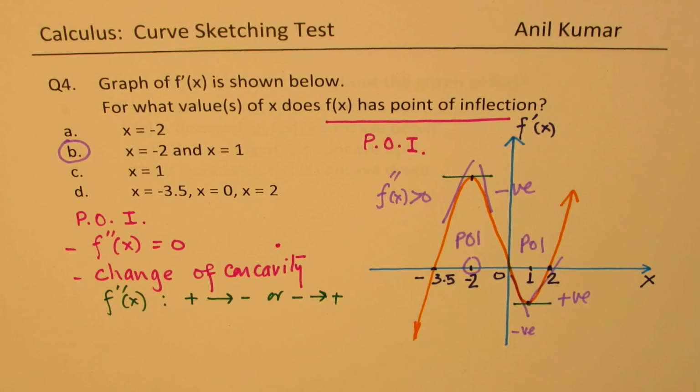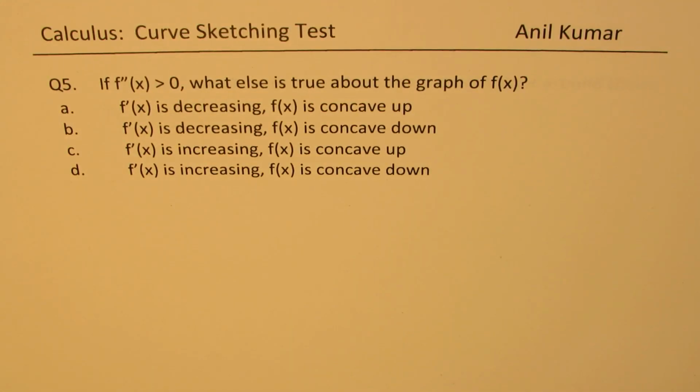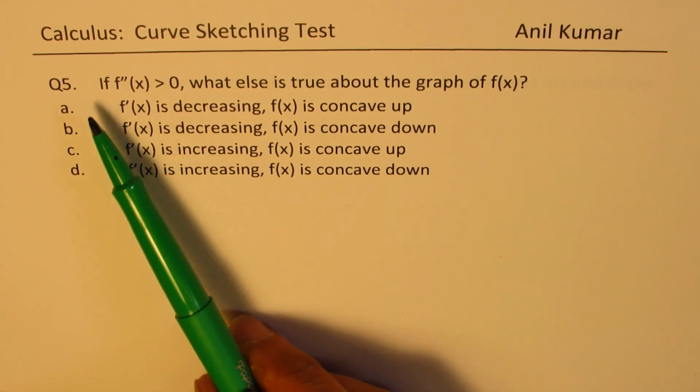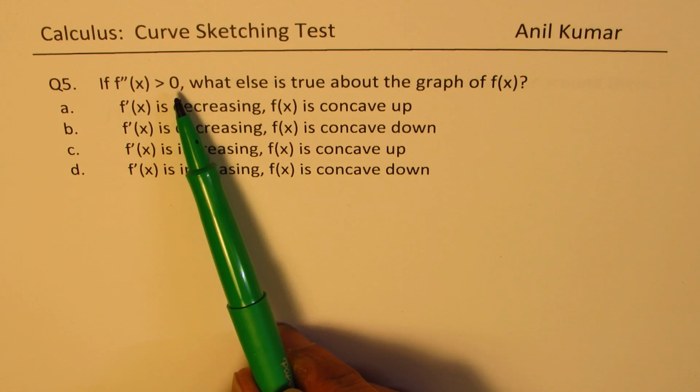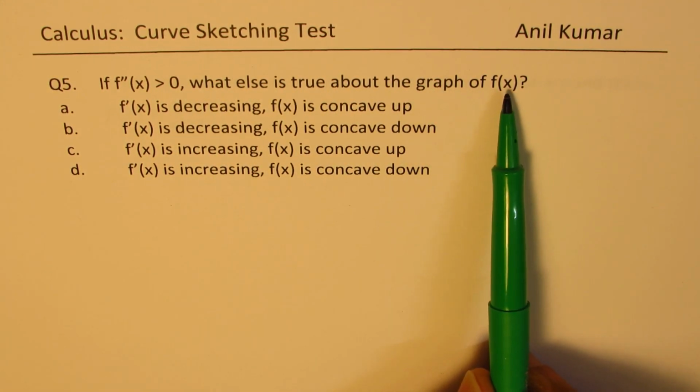Now that summarizes in short most of the concepts which you learned about curve sketching and how first and second derivative analysis can help us find maximum, minimum, point of inflection, the concavities, right? Now here is question number 5 on a similar concept. If the second derivative is greater than 0, what else is true about the graph of f of x?